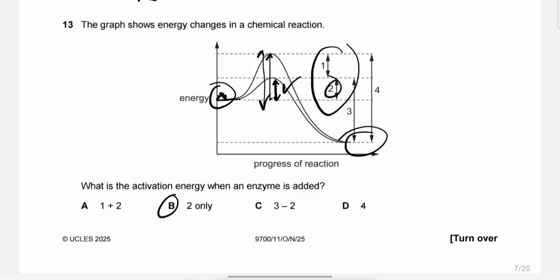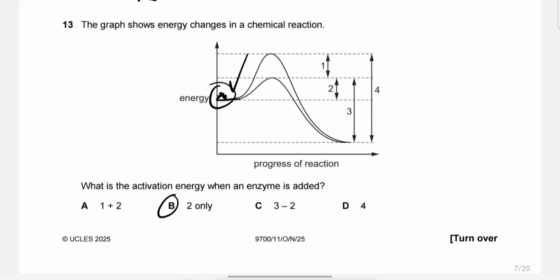We always start from the reactant side, because this is the progression of reaction, meaning it started this end and it ended on this side. So we have to start from this side. That's why I assumed that our reactants will be here. And we always start from the energy level of reactants to the peak.